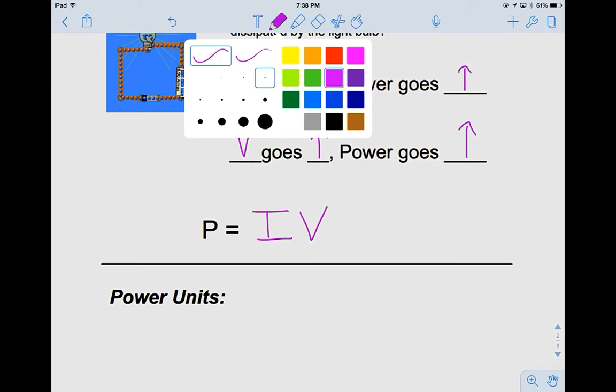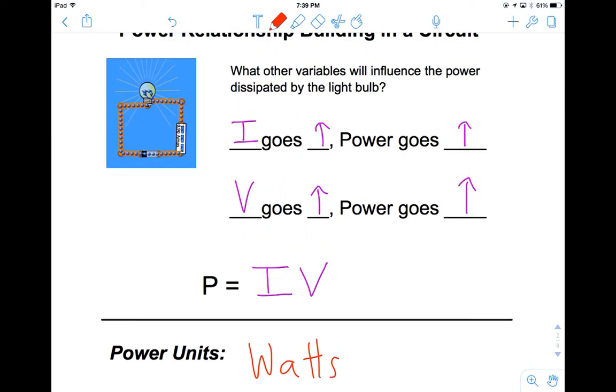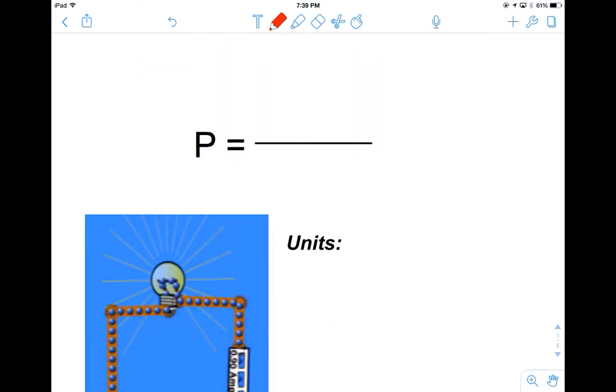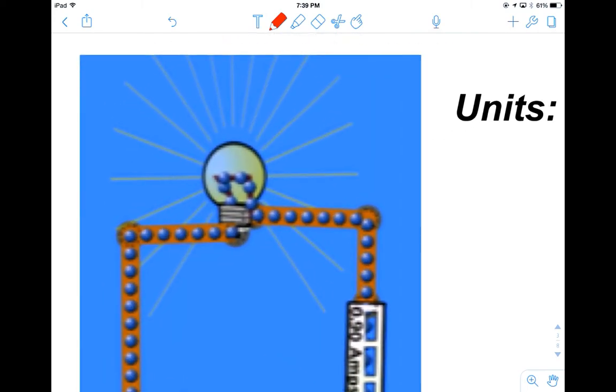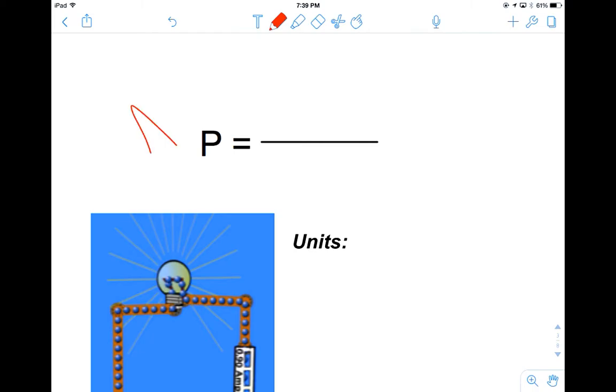Now, as part of those units, we said that our power units are watts. We're going to talk more about what this means in terms of a light bulb in just a moment. We're actually going to look at power from a slightly different perspective. So far we've been looking at this PIV, and we use units of watts, but it looks a little different for us now. When we talk about power, we talk about this light bulb in terms of how much energy it uses. The more power it's utilizing or dissipating, the more energy it uses per amount of time, per second.